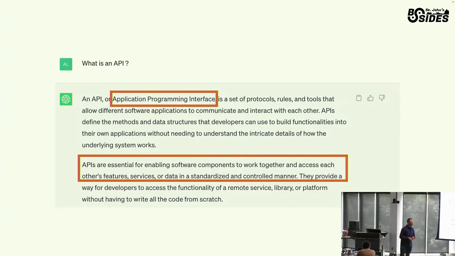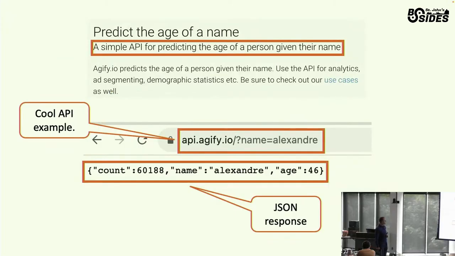And essentially, API will leverage what we have already. It's HTTP protocol, most of the time. REST API use HTTP. So here's a cool API example. This one is pretty nice. Predict the age of a name. Right? Is it useful? Not really, but it's cool, right?